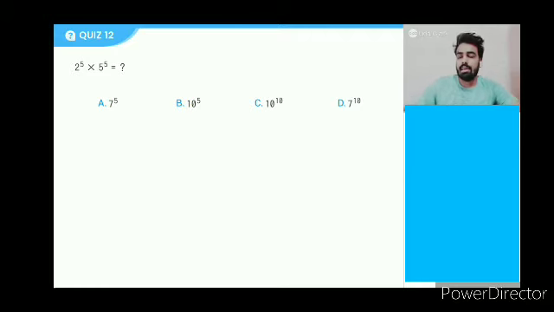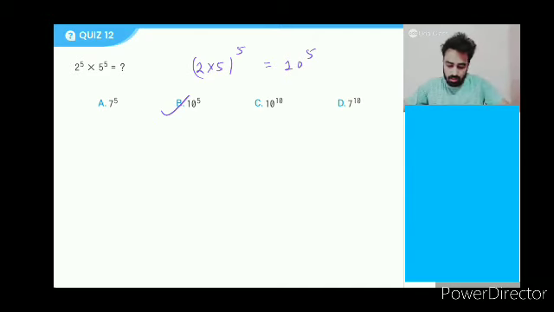10, 9, 8, 7, 6, 5, 4, 3, 2, and 1. Let's finish it. Okay. So 2 power 5 into 5 power 5, what will it be? 2 into 5 power 5, that is 10 power 5. Option B.